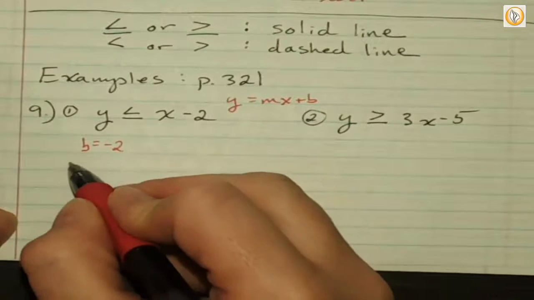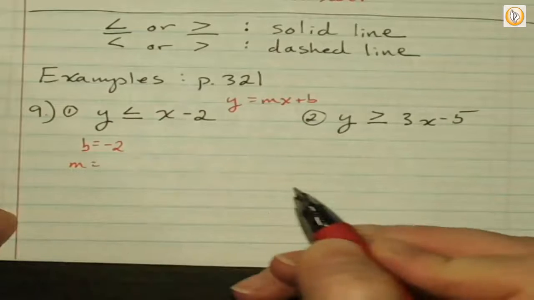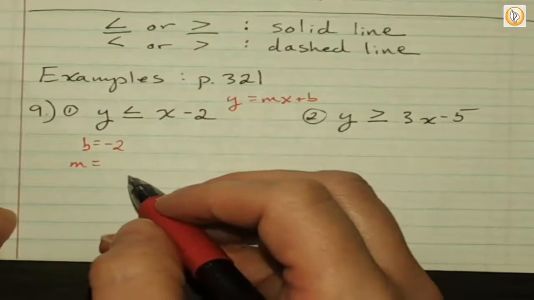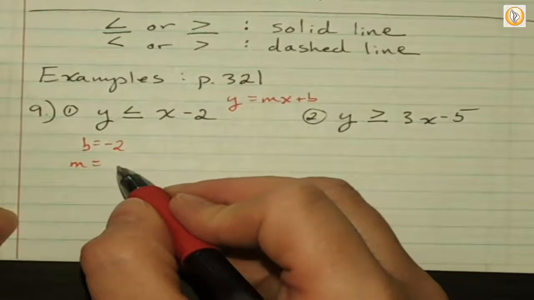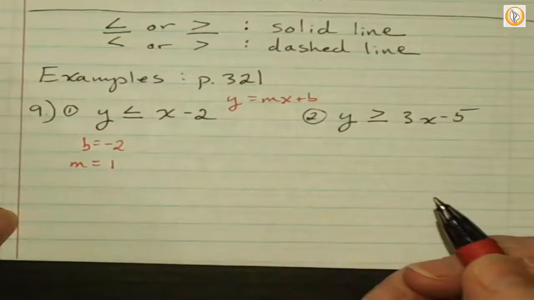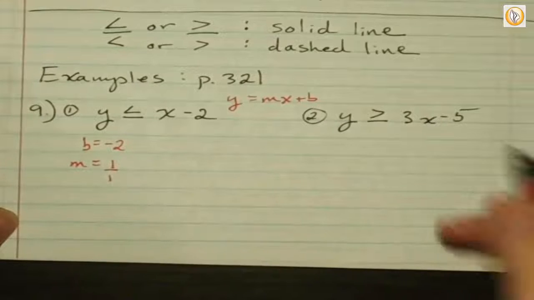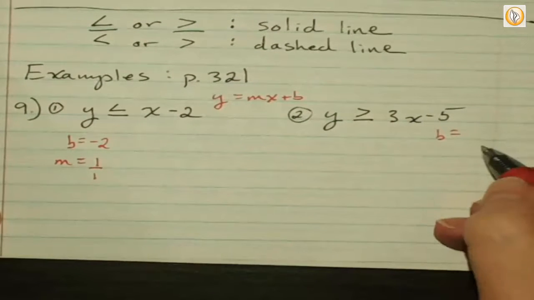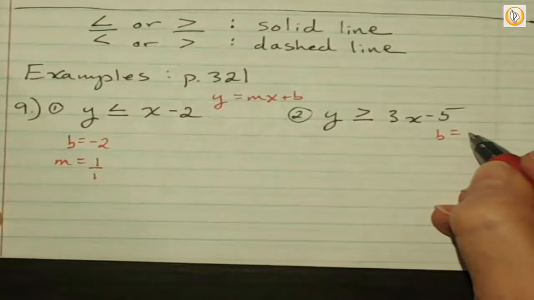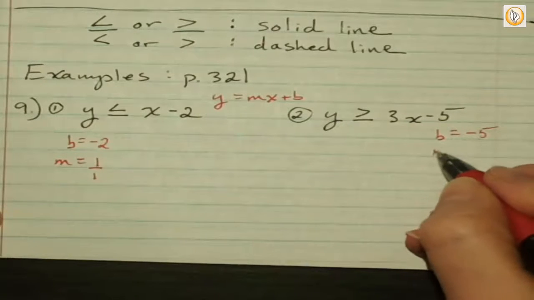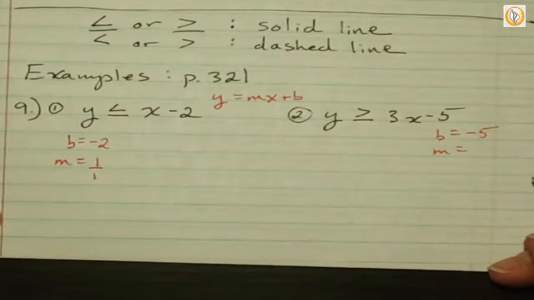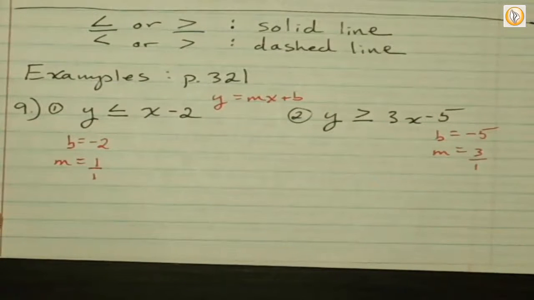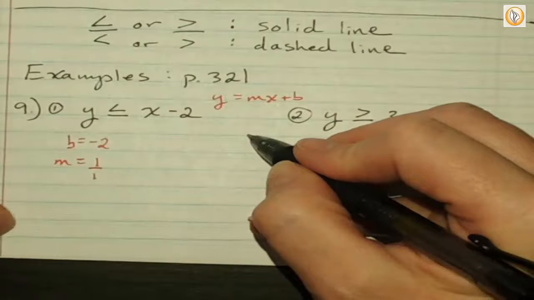Okay, so our slope is what? Valeria? 1. Very good, it's 1, or we can say 1 over 1. Over here, y-intercept is what, Keith? 3. No, I lied. -5. Very good, don't lie. And then the slope is what, Sophia? 3, or 3 over 1. Okay, so now we can graph our two lines.